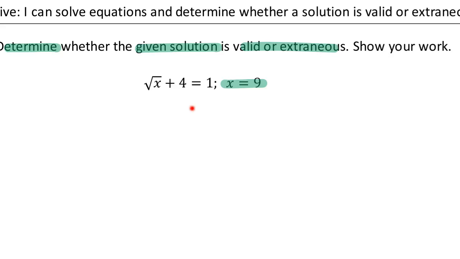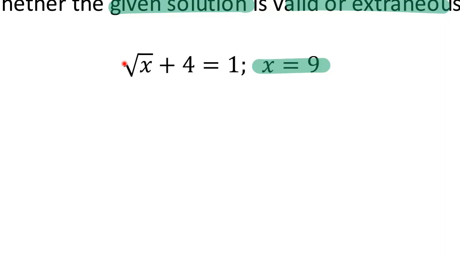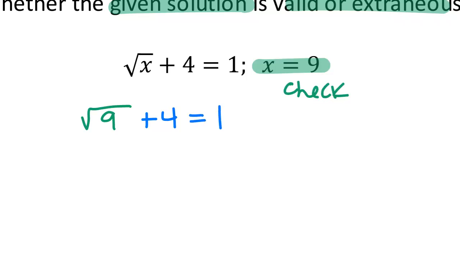In this case, I have the square root. Anytime you have the square root, that means you go plug it in and check, okay? You evaluate for x equals 9 in order to check if it's valid or extraneous. So we're going to plug in: the square root of 9 plus 4. Does that equal 1? When you're checking, remember, you don't do anything to the 1, leave the 1 alone.